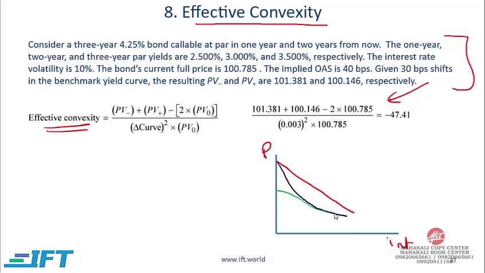The blue curve is convex. This will have a positive convexity. The greater this curvature, the more the convexity. Here, the convexity or curvature is negative. Sometimes we refer to this as concave.